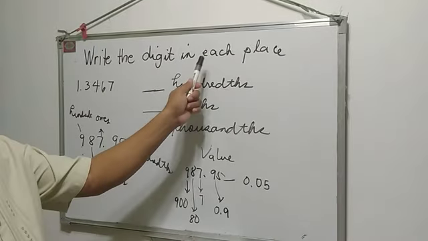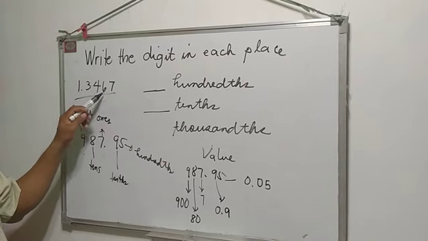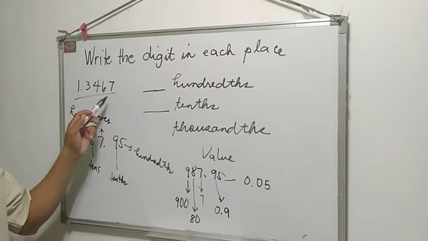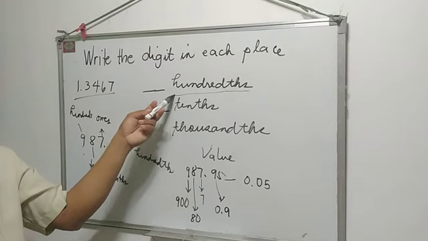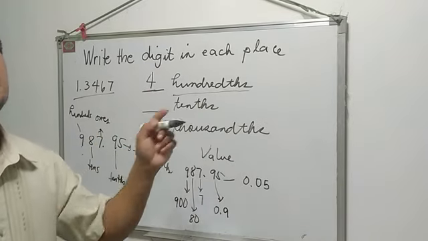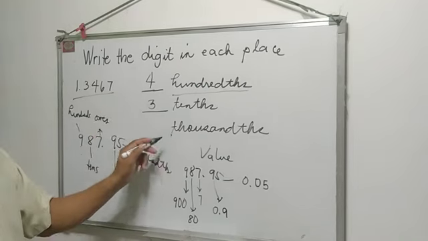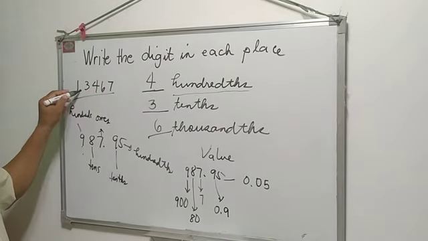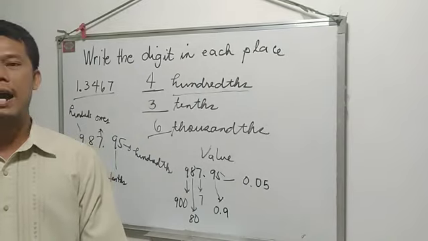Okay, write the digit in each place. Look at this. We have 1 and 3,467 ten thousandths. Now, what digit is in the hundreds place? So, we have tens, hundreds. So, 4 is in the hundreds place. How about in the tens place? We have 3. And in our thousands place, 3 decimal places, 1, 2, 3. So, after the decimal point, you are going to count the decimal places. That tells you also the decimal place or the decimal value of a number.